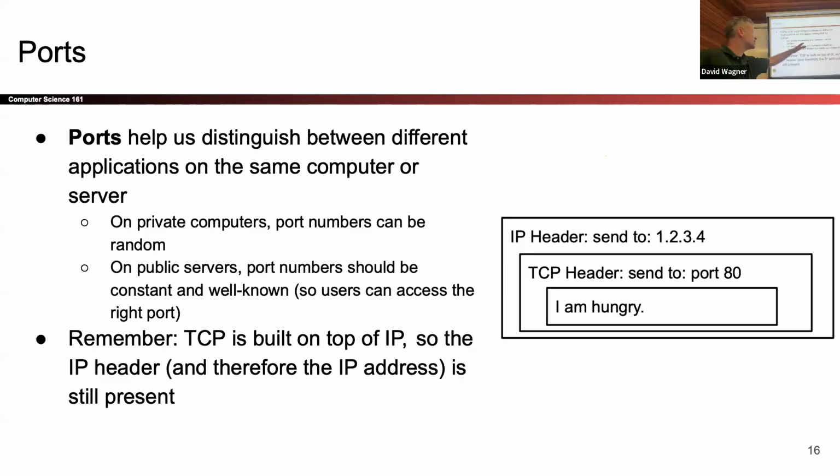So a TCP packet, remember this layering diagram, right? TCP is on top of IP. That means a TCP packet starts with an IP header because it's sent on top of IP. And then there's a TCP header, and then there's the data. The IP header will have the source and destination IP addresses, and the TCP header will have source and destination port numbers that identify applications on those machines.